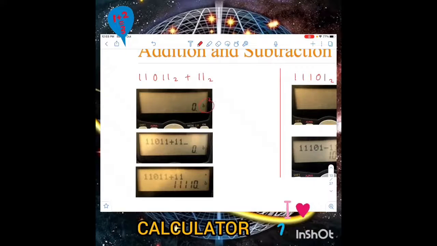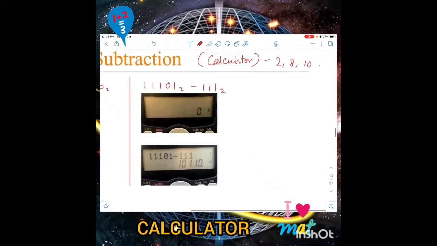BIN means you are telling the calculator, now I'm going to perform the calculations for base 2 numbers. If you give instructions to the calculator like that, then you can do the calculation straightforwardly, like you are calculating for ordinary numbers. You just press 11011 plus 11, just like that. Then you press equal, then you get the answer 11110 base 2. So that is how straightforward it is.